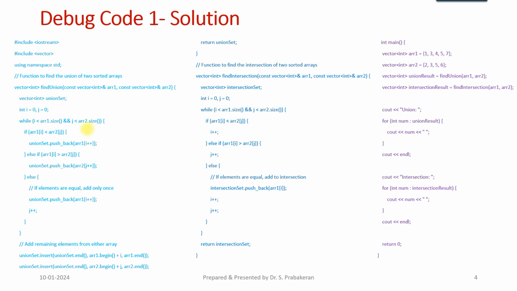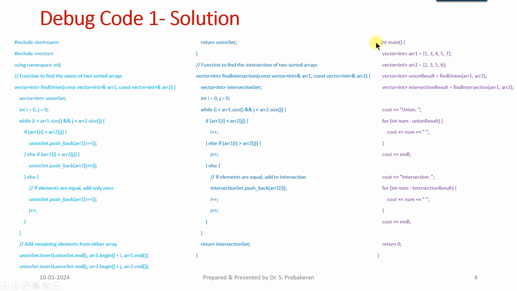Now after the loop, we add the remaining elements from both arrays to the union set. A similar operation is done in the next function, which is called the find intersection function. Here, in the same way as the find union function, it also has two pointers which traverse array 1 and array 2. If array 1 of i is less than array 2 of j, we move i, and if array 1 of i is greater, we move j. If they are equal, we add the element to the intersection set and increment both the pointers. So that's the logic behind this particular function.